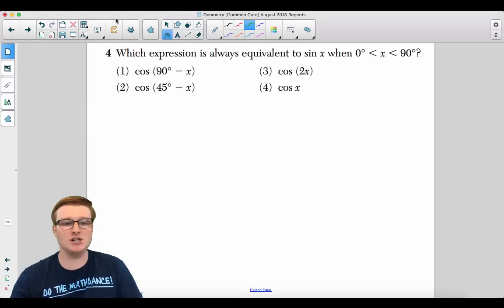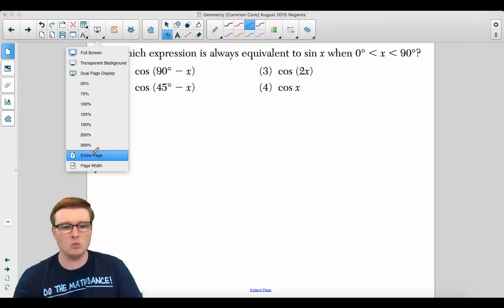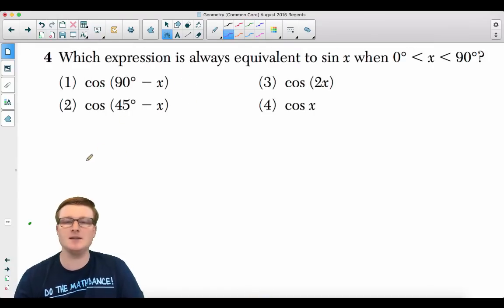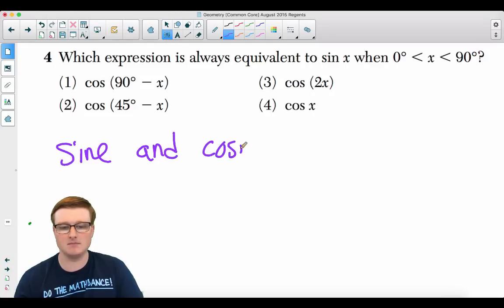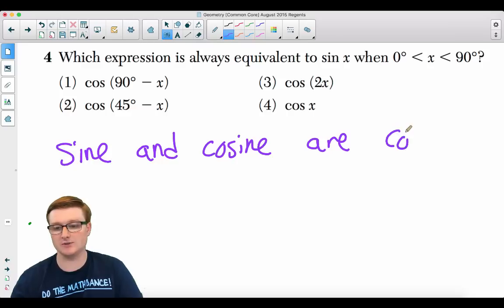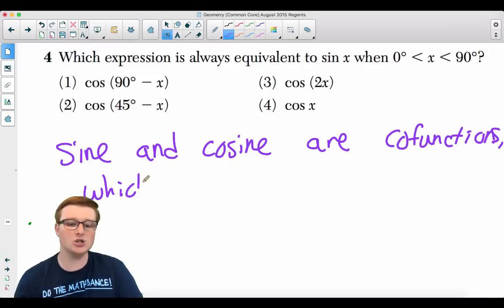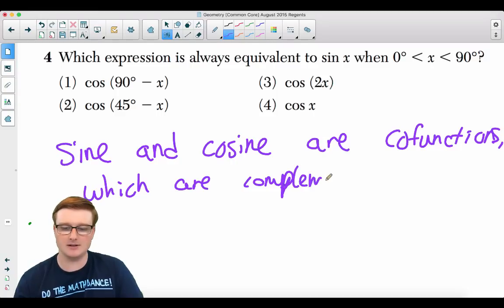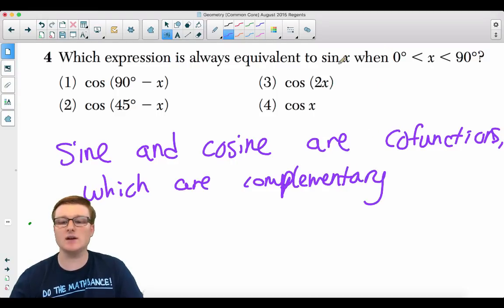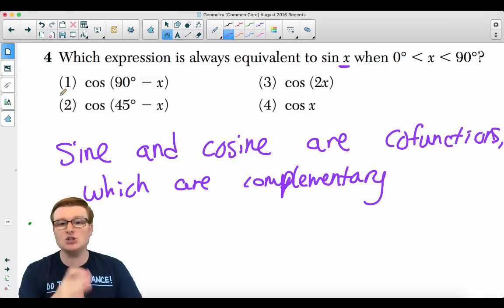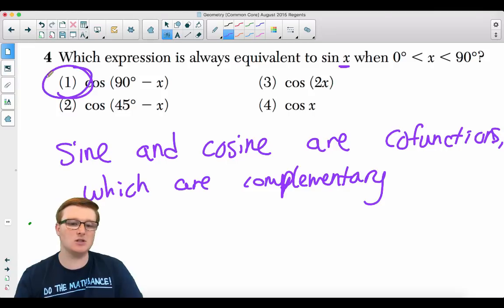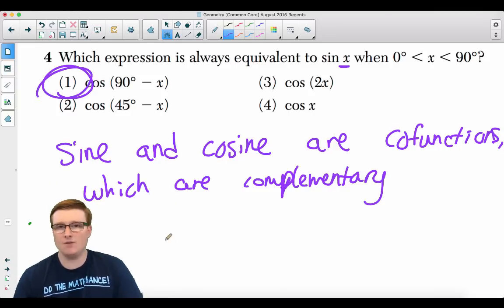Number 4, which expression is always equivalent to sine of x when 0 is less than x, which is less than 90? This is just one of those facts that you need to know. Sine and cosine are cofunctions, which are complementary. So whatever the x value is for sine, the cosine must be 90 degrees minus whatever that x value is. So that's why it's going to be choice 1, because they're complementary.